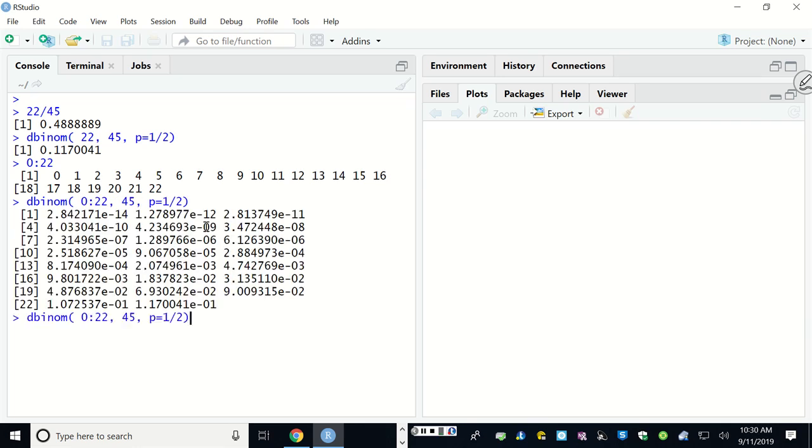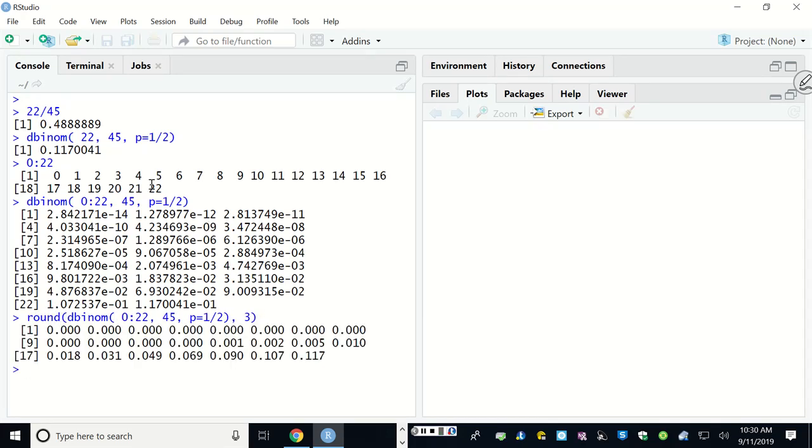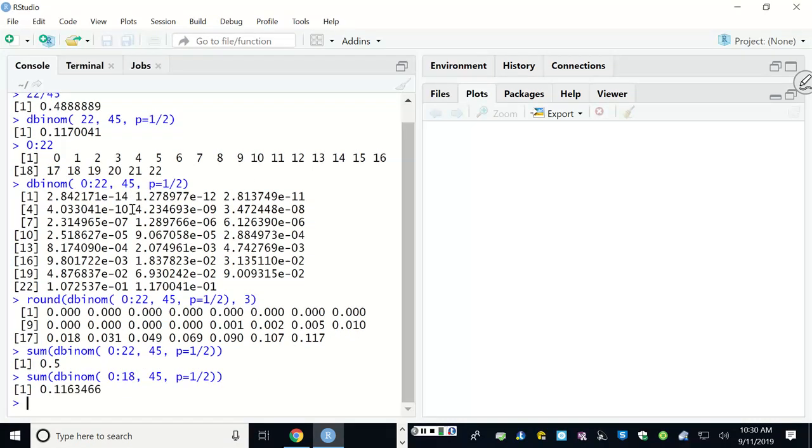Those are all the different probabilities in scientific notation. If we round those to, say, 3 decimal places, the chance of getting none out of 45 is practically 0. But here was the 22 out of 45. If we add those up, not the rounded values but the original ones, we get about 50%, which is not significant. What if we do it with 18? I want to just check one thing here. 18 was for B, about 11%.